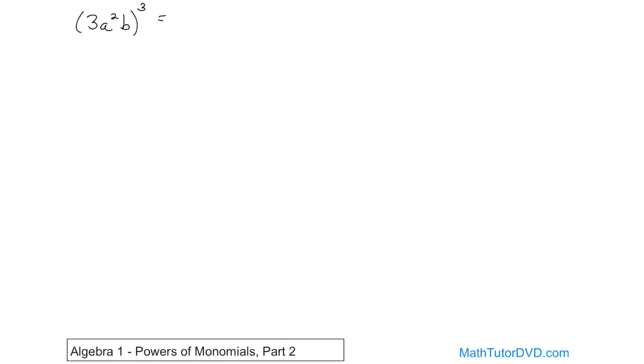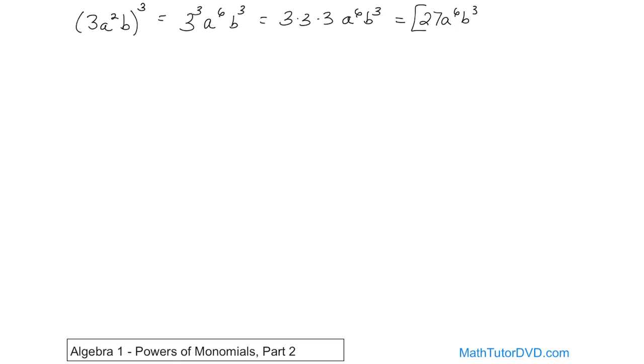So what you're going to have is 3 raised to the power of 3, and then a raised to the power of 2 times 3 is 6, so that's going to be 6, and then b is going to be raised to the power of 3. So then all you have to do is figure out what is 3 cubed, which is 3 times 3 times 3. It's a to the 6th b cubed. So 3 times 3 is 9, 9 times 3 is 27. So it's 27 a to the 6th b cubed. That's the final answer.